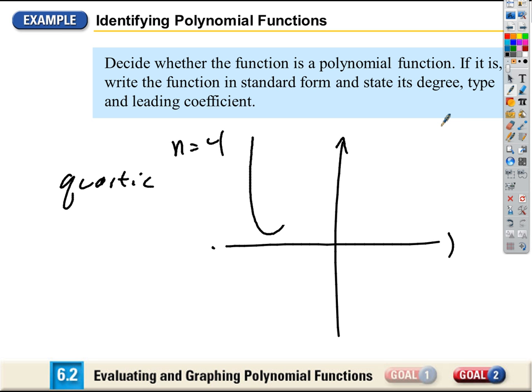Now, that's kind of the generic one. It could have up to 3 turning points because it's a 4th degree polynomial. But if I just graph y equals plain old x to the 4th, it just looks like a squashed out parabola. So it could look like that too. Okay, we'll get into that more later. Good question.